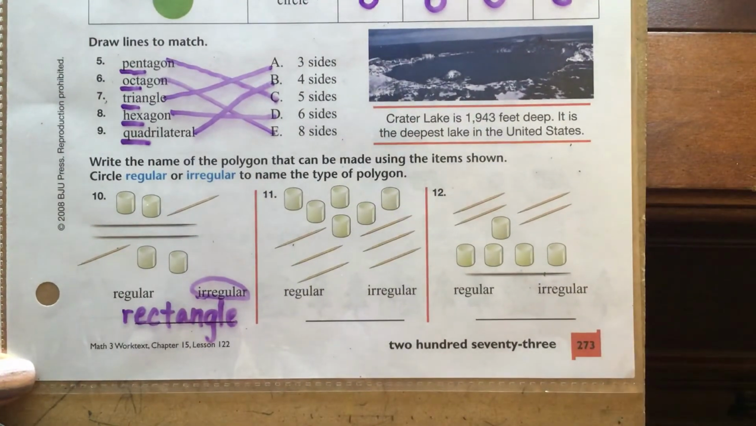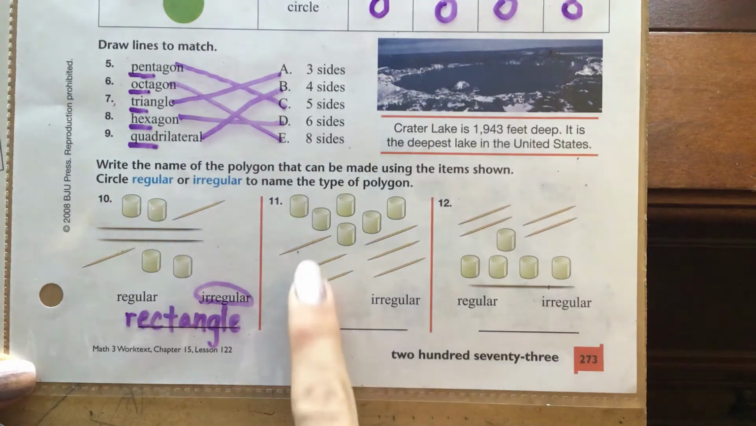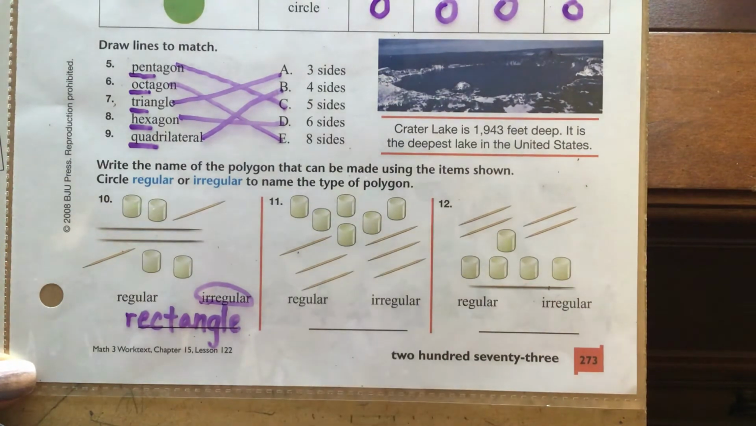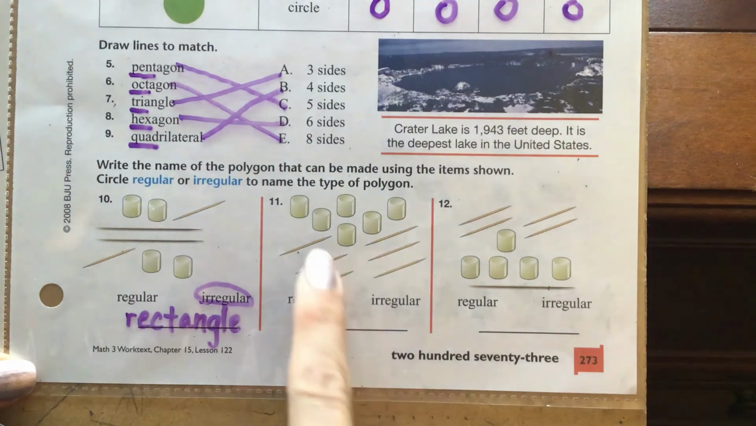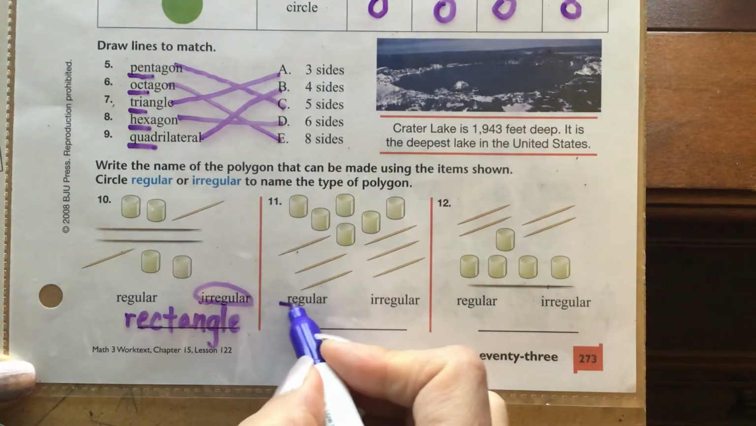Number 11. We have regular and irregular here. Well, let's go and look. Are all the toothpicks, the lines, the sides the same length? They're all the same length. How many do we have? We have 6 marshmallows and 6 toothpicks. We have 6 vertices, 6 angles, 6 sides, and they're all the same length. So I know it's going to be regular.